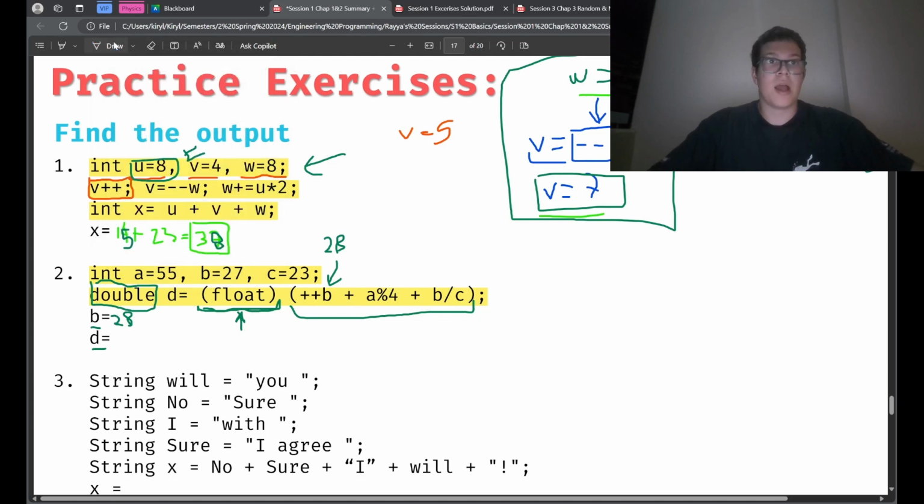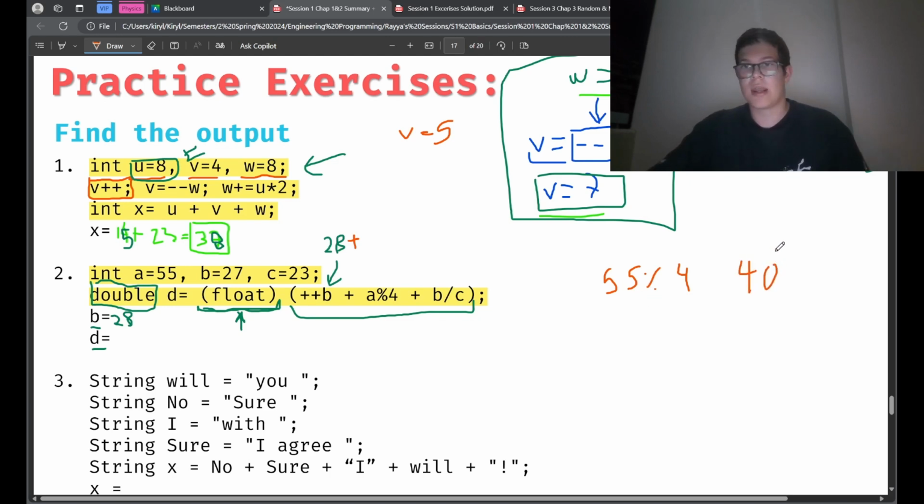All right. Now, I'm going to continue. So it's 28 plus, this sign is the modulo. Modulo is going to give me the remainder. Here I have 55 modulo 4. Very quickly, I know that 52 is a multiple of 4. If I try to go any higher, it will be 56. So the highest multiple of 4 I can get is 52, and my remainder is 3. So 55 modulo 4 basically means what is my remainder.